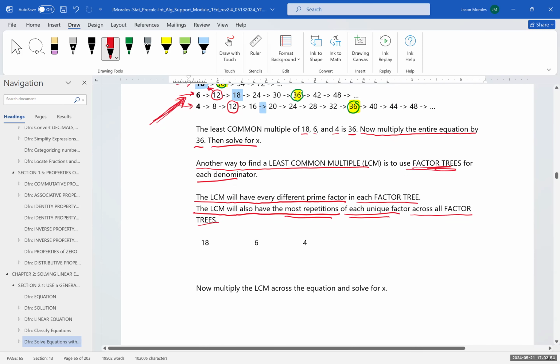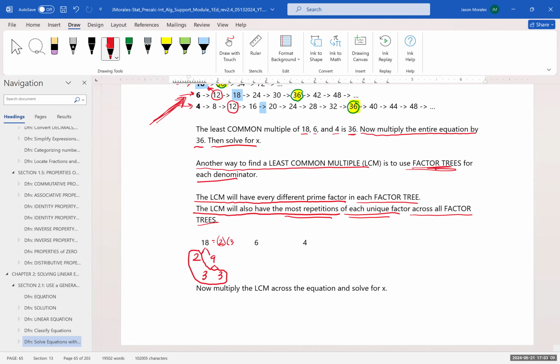We've done this before, but for the sake of argument, let's do this again. So 18 is 2 times 9, and 9 is 3 times 3. So 18 is 2 times 3 times 3. 6 is just 2 times 3. And 4 is just 2 times 2. All right.